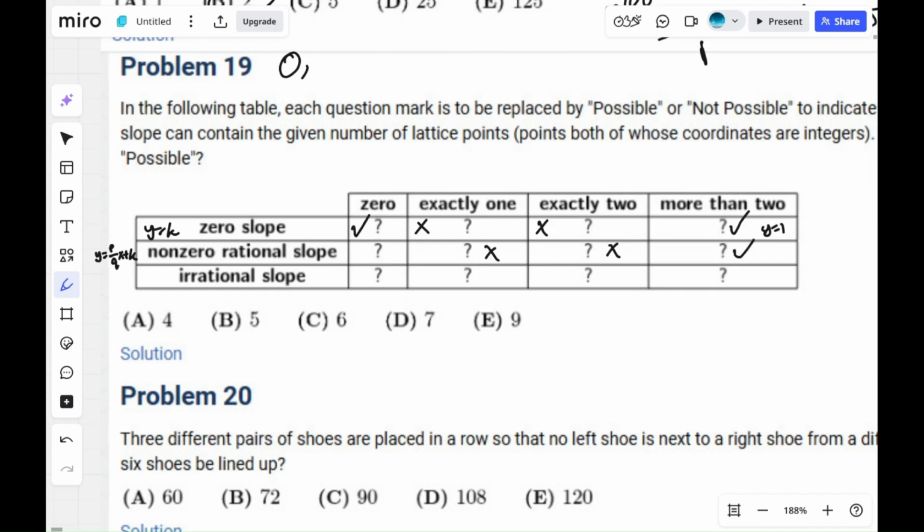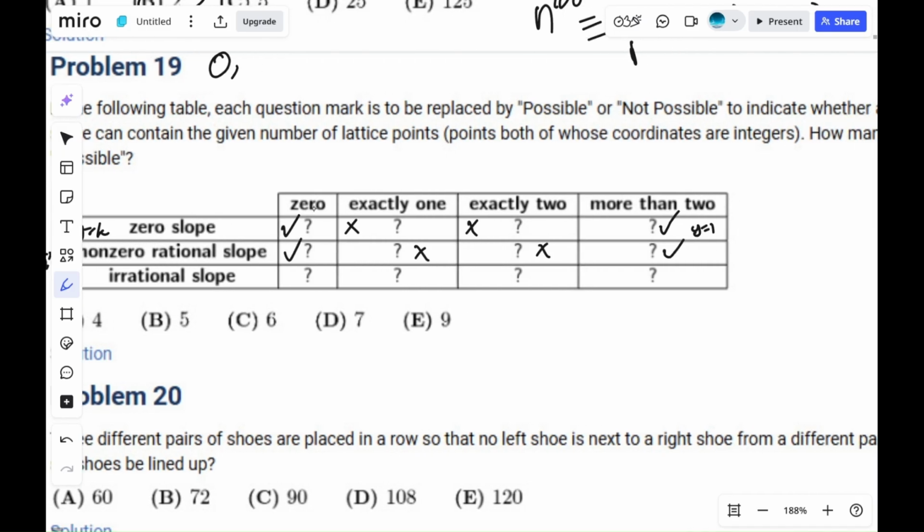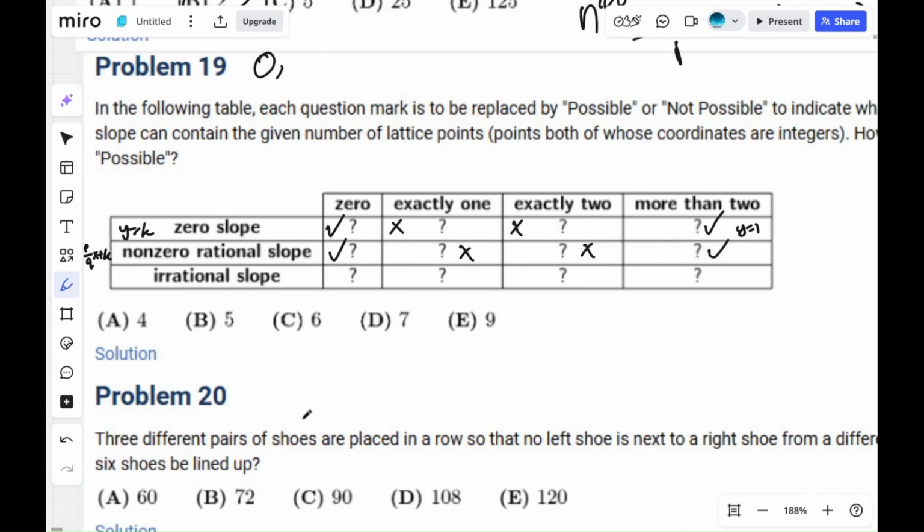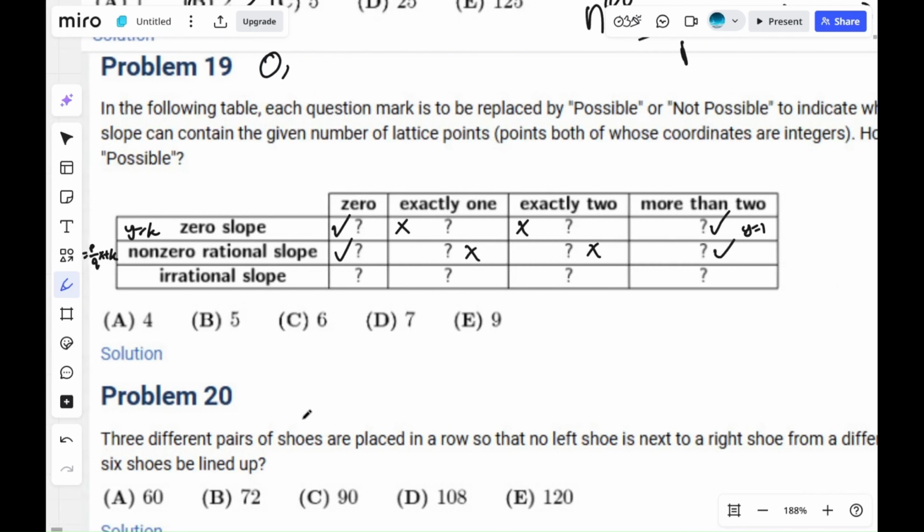And then for 0, we can see that, for example, if we look at the line y is equal to x plus 1/2, then none of the points will be lattice points, because if x is an integer, then y will not be an integer, and if y is an integer, then x will not be an integer. So 0 is possible.